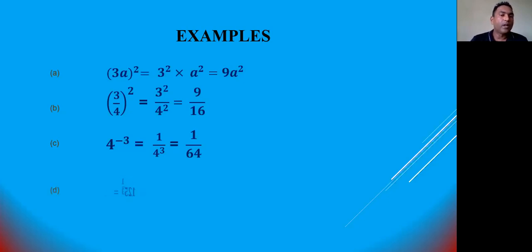Fourth example, 125 power 1/3. Now, to be able to simplify this number, first you need to write 125 in index form. So writing 125 in index form, it becomes 5 power 3. So then you have power 1/3. So you're going to use the power law. Here it involves a fractional index, that is 1/3. So you're going to multiply 3 by 1/3. The 3 will get cancelled. The answer is 5 power 1, which is of course equal to 5.